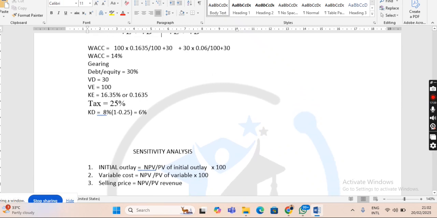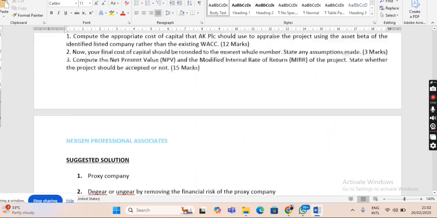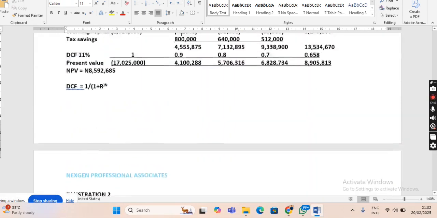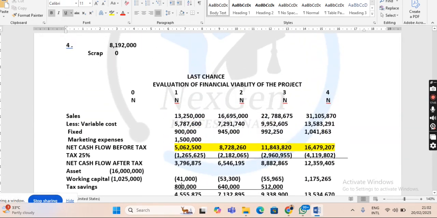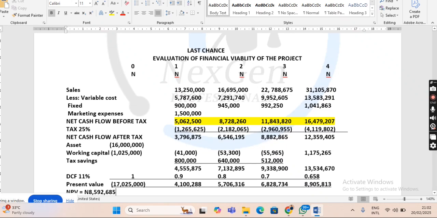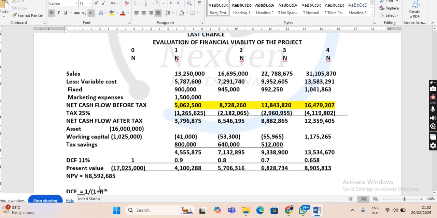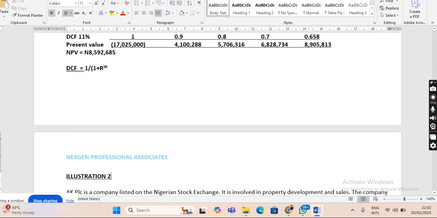Revenue, because when you come to this side, you will not see selling price. You will see sales, right? Is that not so? Just use revenue. Sales is revenue. Then multiply by 100. Now, what is the interpretation?